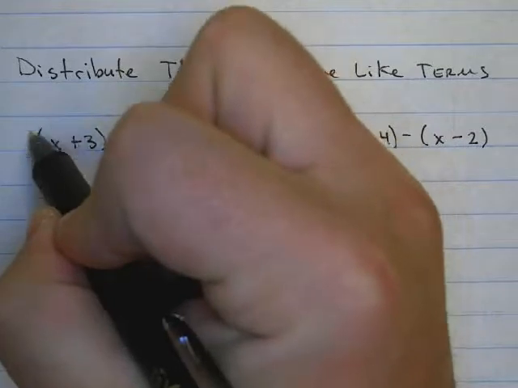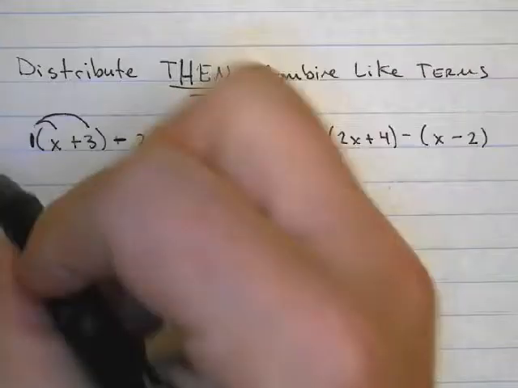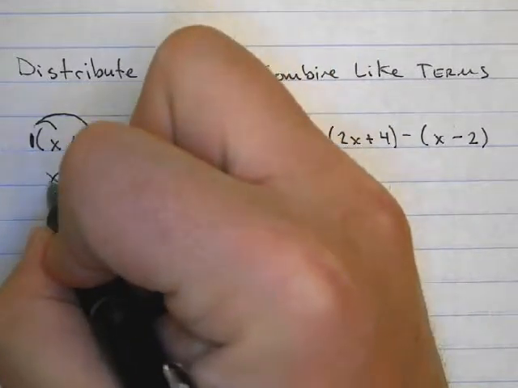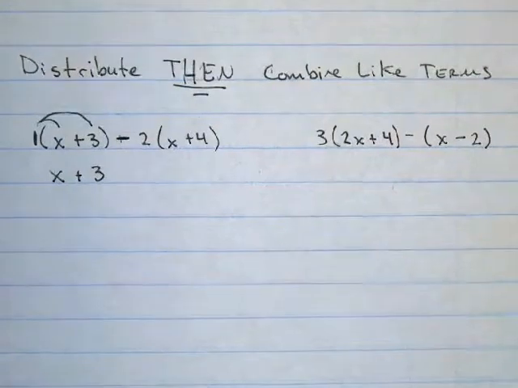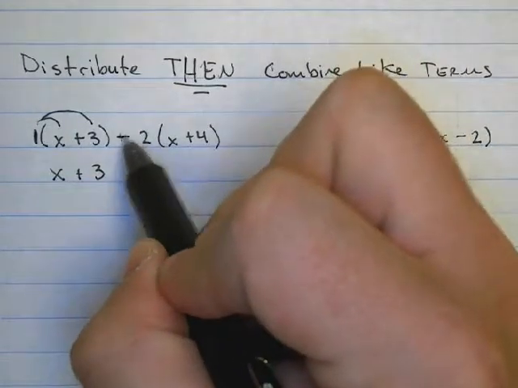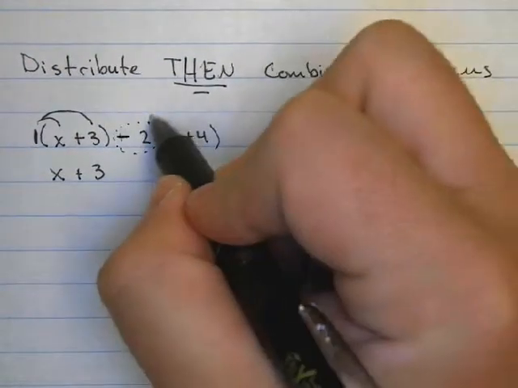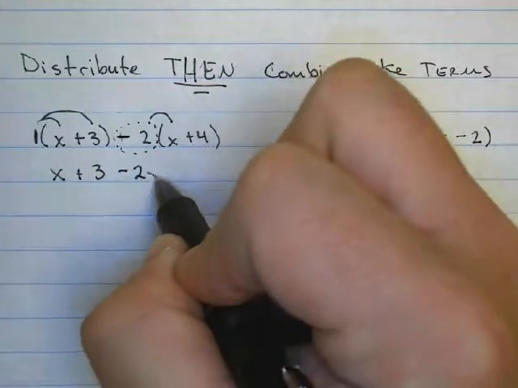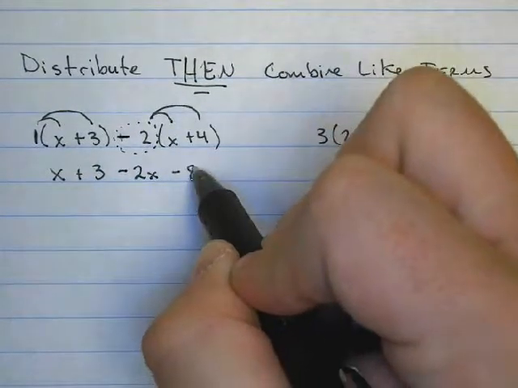So first I'll distribute the 1 outside this parentheses to both terms on the inside. Well, 1 times x will be x, and then 1 times a positive 3 will be positive 3. Now when I'm distributing this 2, I really have to distribute a negative 2, because I have to distribute the sign that's attached to the 2. So I'm distributing negative 2 to x, which will be negative 2x. Then I'm going to distribute negative 2 to 4, which will be negative 8.